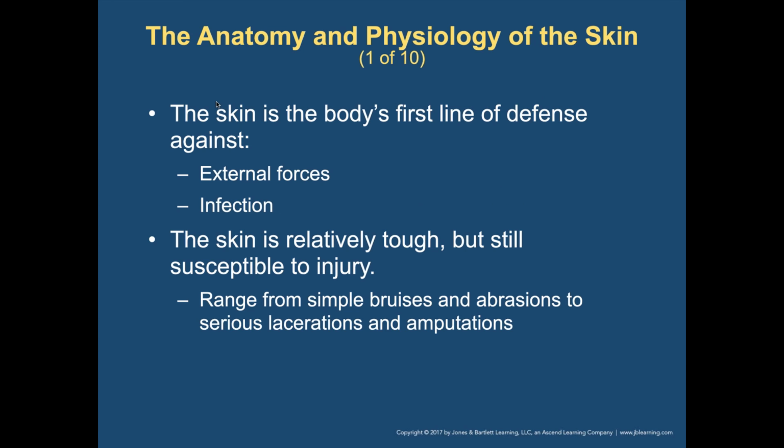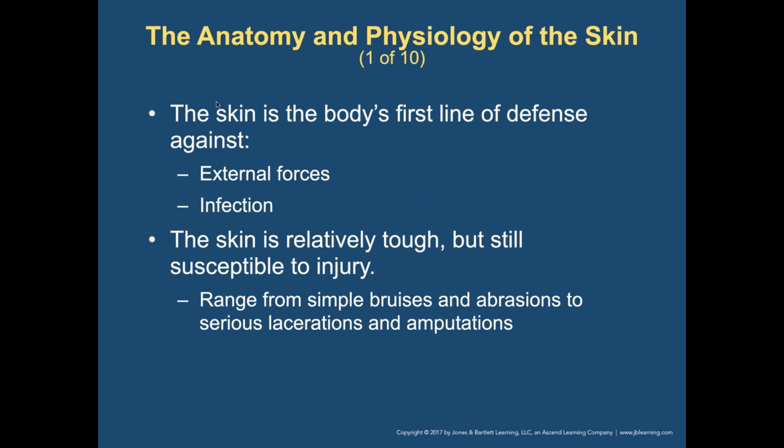The skin is the body's first line of defense against external forces and infection. This is your largest organ. If anybody ever quizzes you on what's the largest organ in the body, it's not the liver, it's the skin. It is relatively tough. It comes in layers. It is still susceptible to injury, obviously. Injuries range from simple bruises and abrasions to serious lacerations and amputations.